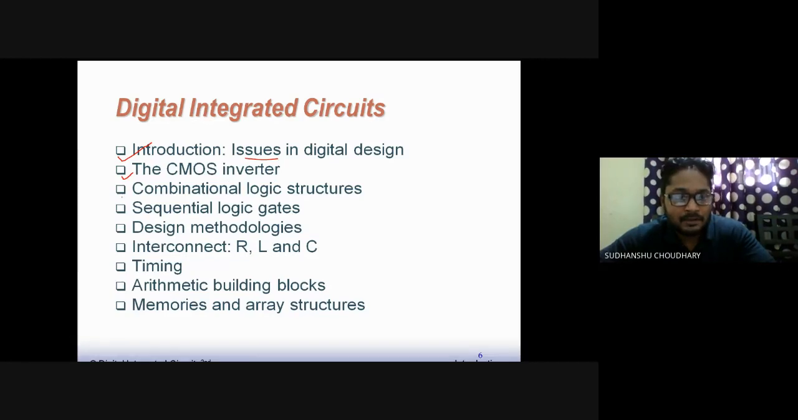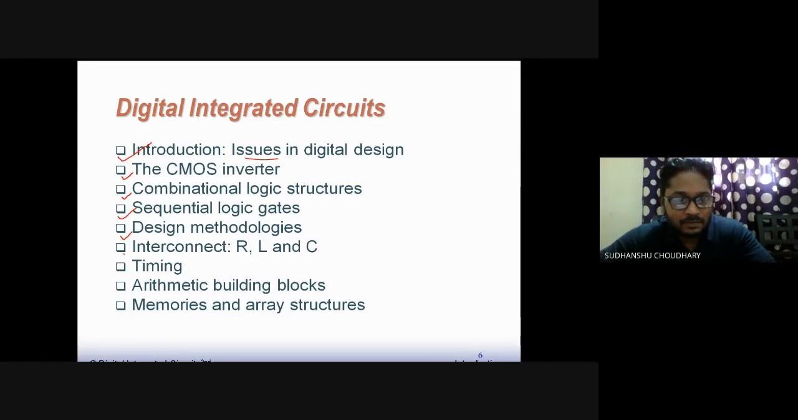Then in the next few lectures, we'll talk about various combinational logic structures. After that, we will come to the sequential logic gates, which are synchronized, as I said, by some clock signal, and you have some sort of feedback mechanism. Then we'll talk about the design methodologies. What are the existing design methodologies? That is your semi-custom and full custom methods, the IP-based standard cell methods. So how to design a digital IC will be covered in design methodologies.